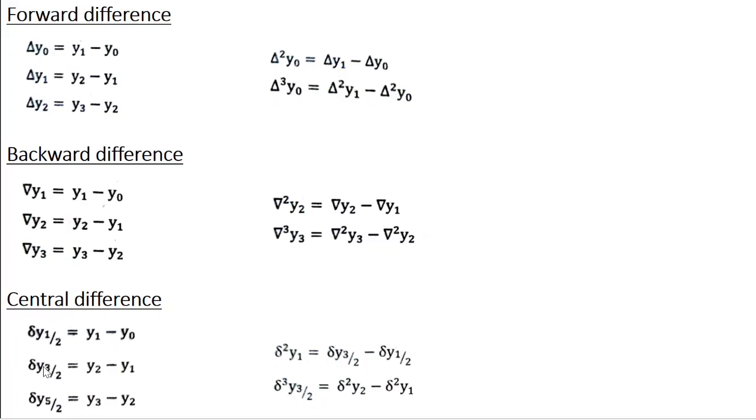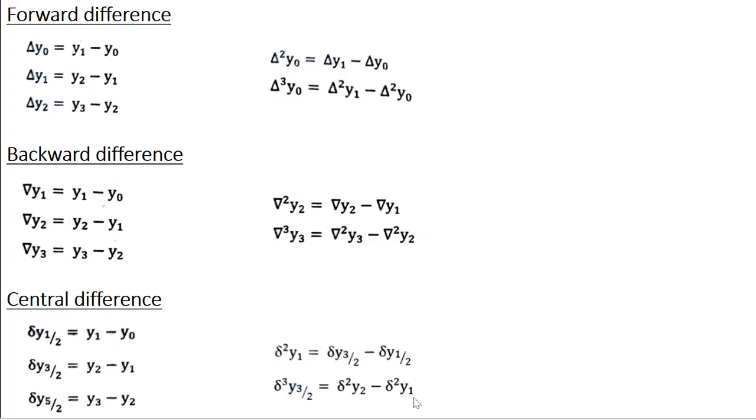Now you take the difference of successive first difference terms, that gives you the second difference term. So delta y 3 by 2 minus delta y 1 by 2. The central point of 3 by 2 and 1 by 2 is 1. So this is equal to delta square y1. So the next term is going to be delta y 5 by 2 minus delta y 3 by 2. The midpoint of 5 by 2 and 3 by 2 is 2. So the second term is going to be delta square y2.